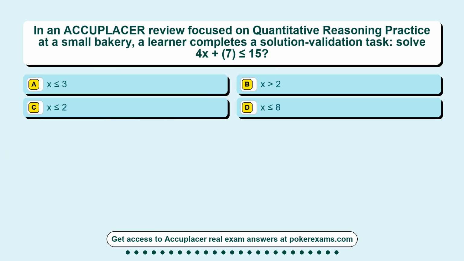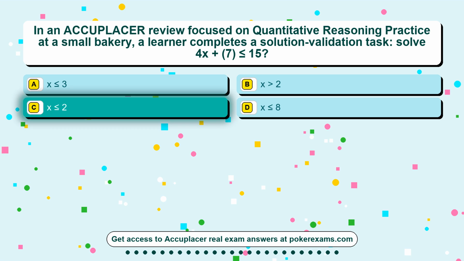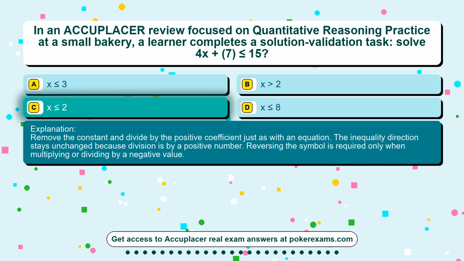Question 22. In an ACCUPLACER review focused on quantitative reasoning practice at a small bakery, a learner completes a solution-validation task. Solve 4x plus 7 less than or equal to 15. Option A, x less than or equal to 3. Option B, x greater than 2. Option C, x less than or equal to 2. Option D, x less than or equal to 8. The correct answer is option C, x less than or equal to 2. Remove the constant and divide by the positive coefficient just as with an equation. The inequality direction stays unchanged because division is by a positive number. Reversing the symbol is required only when multiplying or dividing by a negative value.